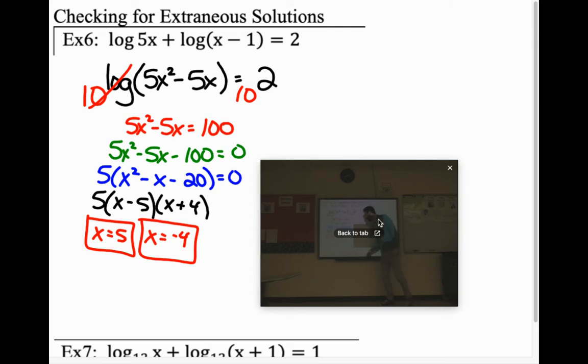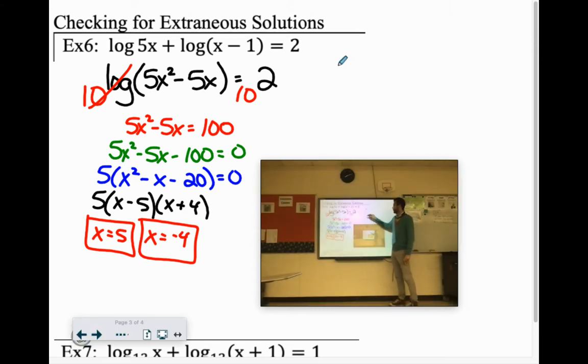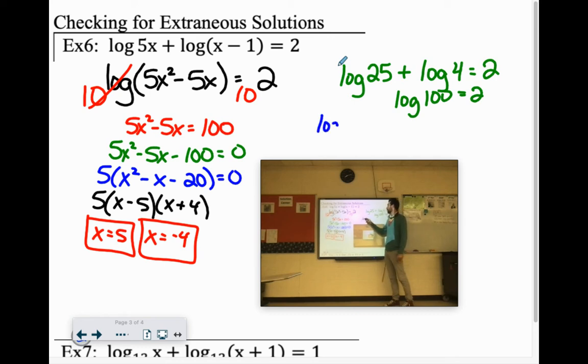So if we were to substitute those into the original, if I substitute in 5, 5 times 5 is 25, and over here, 5 minus 1 is 4. So we bring this together and say log 100 equals 2. And that's true. 10 to the second power equals 100. So that one works.